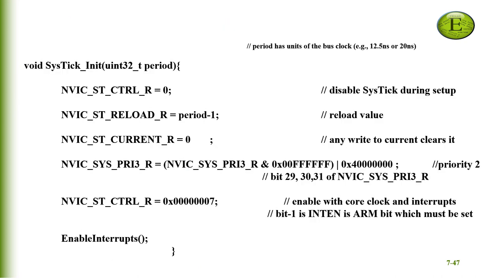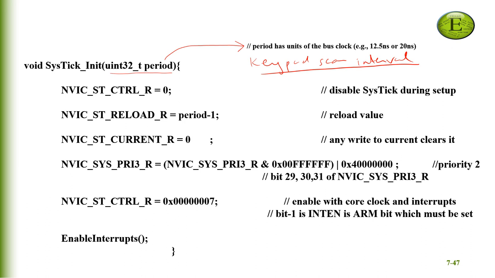And here is a routine for configuring the SysTick timer interrupt. SysTick timer init accepts a 32-bit unsigned number, and that number is going to determine the keypad scan interval. For example, this period has units of bus clock, 12.5 nanoseconds, or 20 milliseconds. So we're going to set this period carefully depending upon the keypad scan interval, as we saw in our previous discussion on the timer routines.